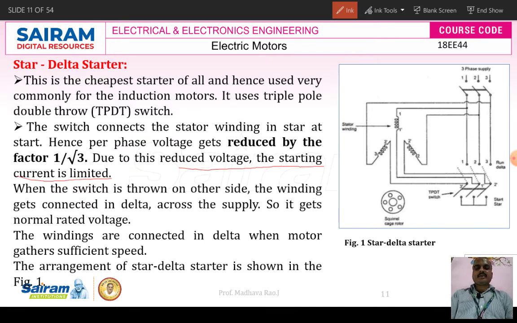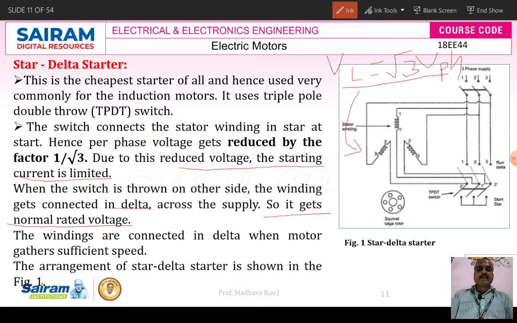When the switch is thrown on the other side, the winding gets connected in delta. When the TPDT switch is connected to the other side, the winding is connected in delta fashion so that normal rated voltage is applied. That is, VL is equal to root 3 into V phase. In delta connection, VL is equal to root 3 into V phase, and that is applied to the stator winding.